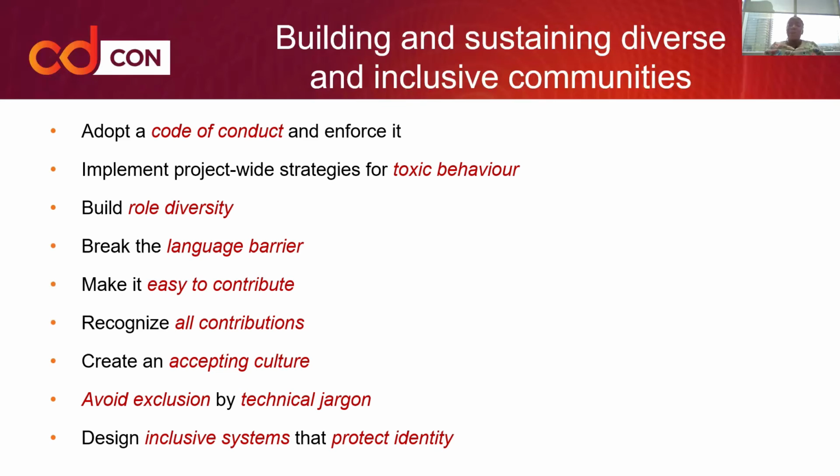Then avoid exclusion by technical jargon. Overly complicated language tends to push contributors away, so try to make everything as simple as possible. Then design inclusive systems that protect identity. Many systems do not adequately protect the information of people who register in community portals, and this is a turn off for a lot of contributors. So open source communities really need to put this into consideration.